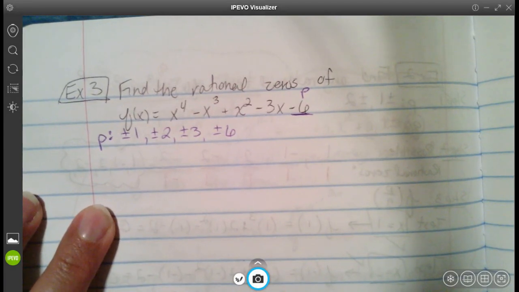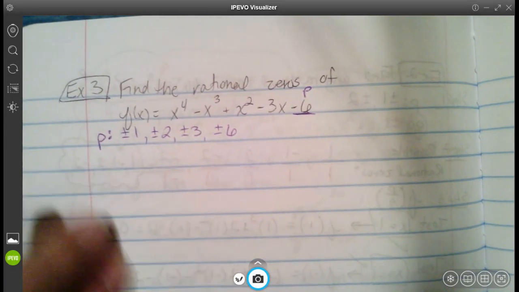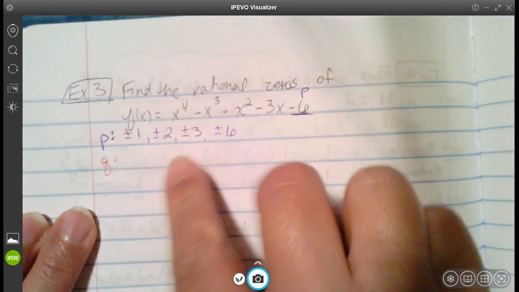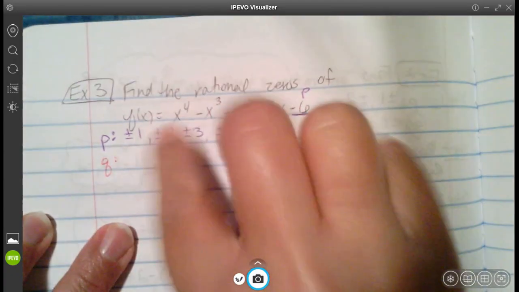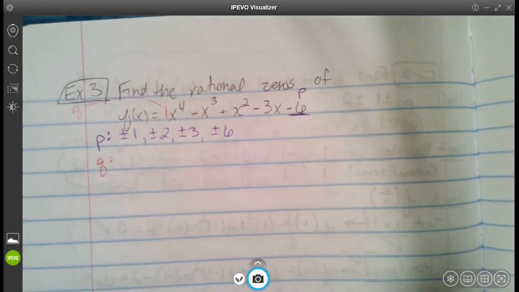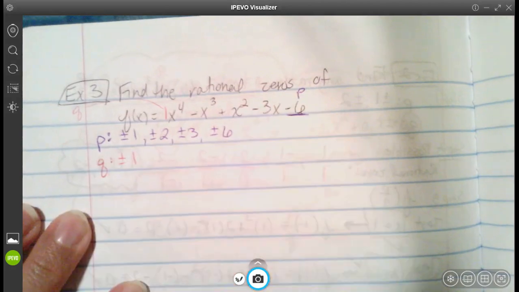So you can already see just with the p alone, we have quite a few. Okay. We're going to look at q now. So q comes from the first one. So in this case, it's just that one right there. Okay, and I can do that. I'll put the q right there. So that one's kind of simple. It's just plus or minus 1. Okay.